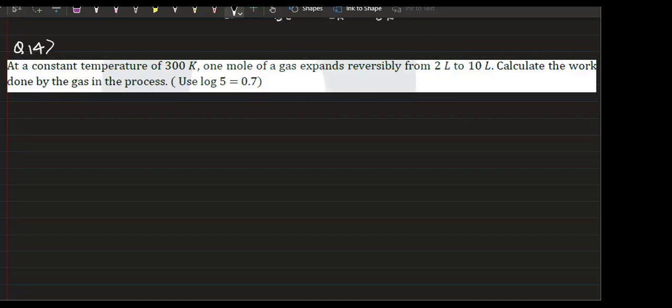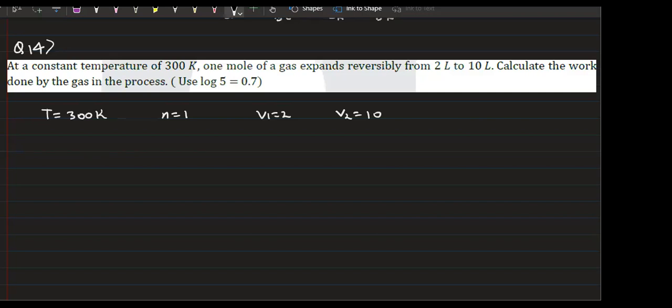Now what is given? At constant temperature, so T is equal to 300 Kelvin. Write down all the information first. 1 mole of gas, so n is equal to 1. Expanded reversibly, right? So it's expansion and it is a reversible process. V1 is 2, and then V2 is 10.